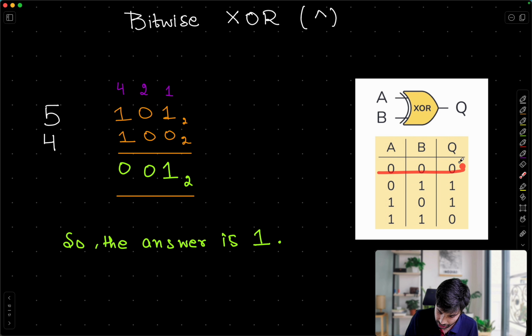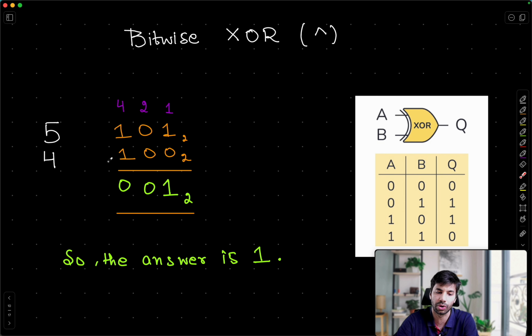So 0 0 is 0, similarly 1 1 is 0, and then 0 1 is 1, and 1 0 is 1. This is the logic overall, and the Q here is actually the result. In a similar way, we have 5 and 4. 1 0 is going to be 1, 0 0 is going to be 0, and 1 1 is going to be 0. That is how you're going to get the answer.